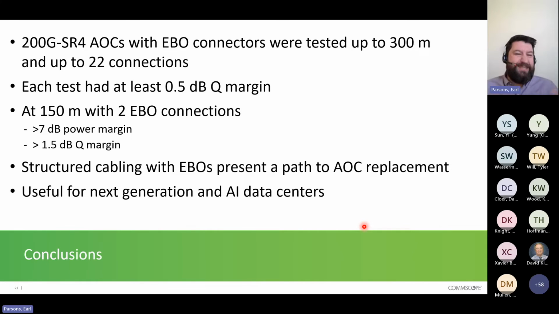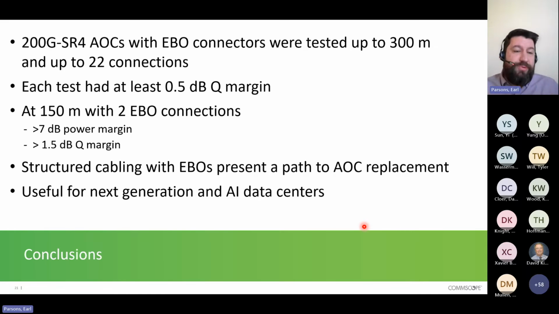Now, if we look at more reasonable cases where we have 150 meters and 2 expanded beam connections, and again, this is probably more than worst case for these AI clusters or applications like that, for those cases, we had at least 7 dB of power margin across all the tests and across all of the AOCs that we tested. And we had more than 1.5 dB of Q margin. So that means that we're well below the forward error correction limit. So any errors that were recorded with the BER would be corrected by the forward error correction. So end to end, these would be working links with no errors.